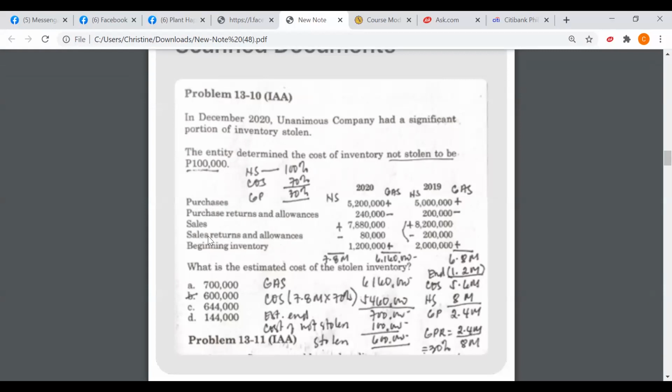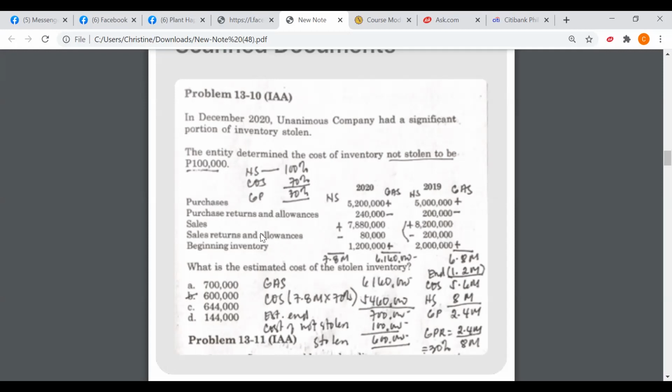Take note, the account is sales returns and allowances. As what we have said, once the allowance is included in the sales return, the same must be deducted because it's difficult for the entity to segregate the allowance from the sales return amount. So that's why the whole amount is deducted.